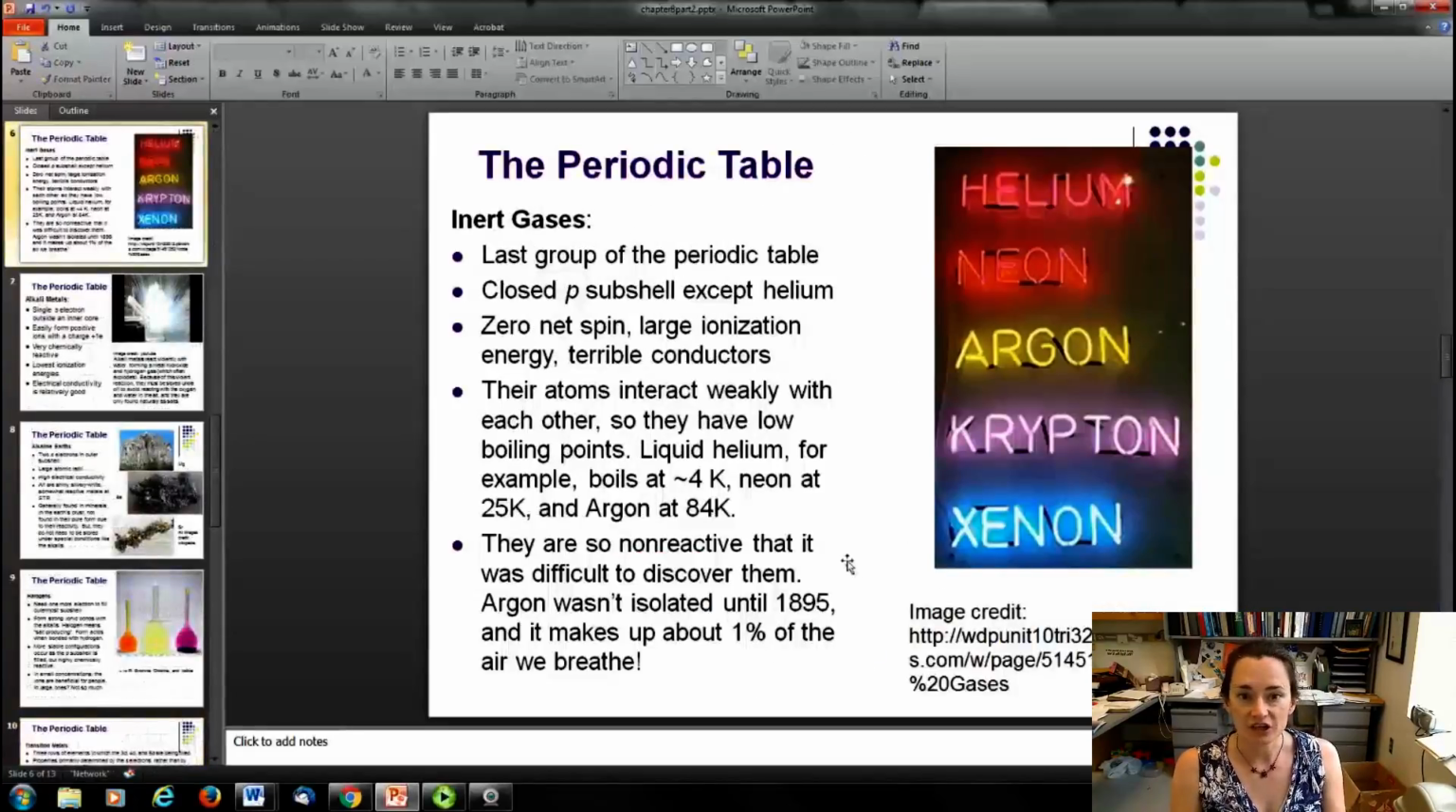Okay, now your inert gases, your helium, your neon, your argon, your krypton, your xenon, and so on. Those are the last group of the periodic table, and those are the ones that have totally filled p subshells.